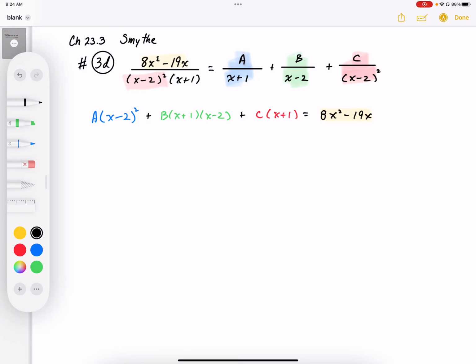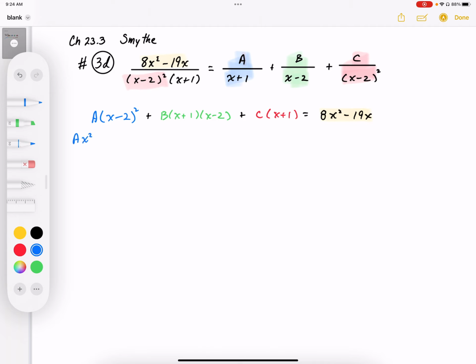Now, this problem here did lend itself to substituting in x's to generate zero factors, but we could also do this as a system of equations. So as a system of equations, what we would need to do is expand out the x brackets. So we end up with x squared.